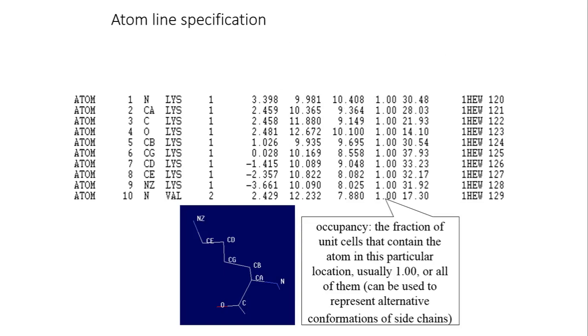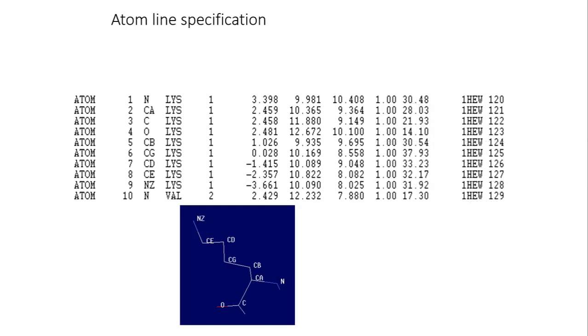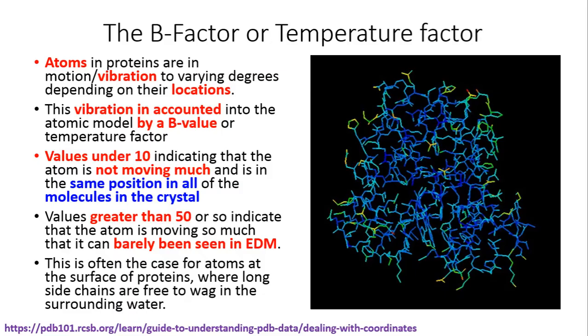Okay, now as I have mentioned, there are two more columns called the occupancy column and the B factor column. The B factor is also sometimes called the temperature factor. So let us now start discussing what this B factor, or temperature factor, is.